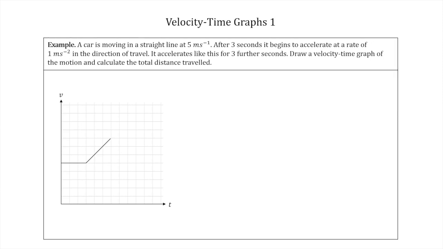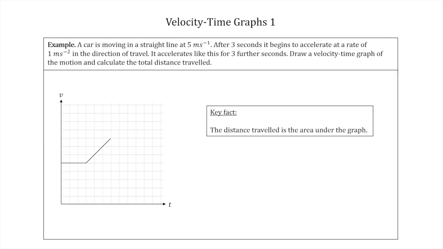Then it says to calculate the total distance traveled. Now to do this, we need to use a key fact, and that fact is that the distance traveled is the area under the graph. So don't worry too much about why this is the case. Often you don't necessarily need to know why, and it won't be looked at in too much detail. You could go and read about why, but for the purposes of your studies, and certainly for the purpose of this video, we're just going to take this as a fact that you need to remember. So the distance traveled is the area under the graph.